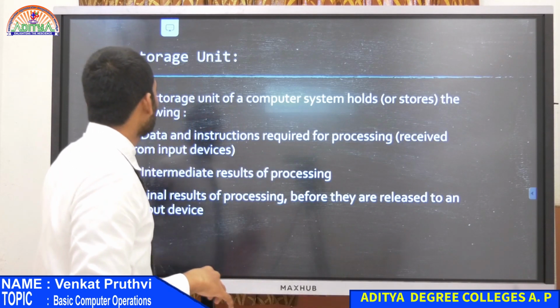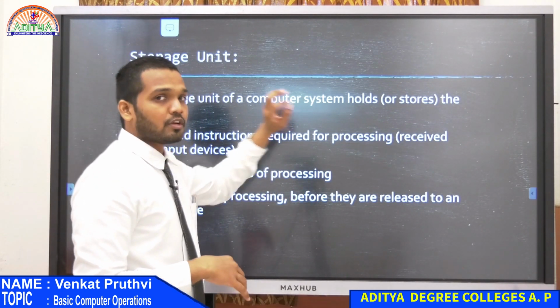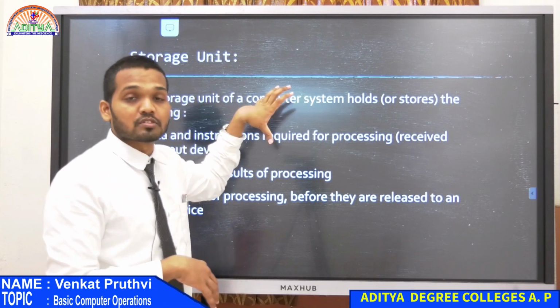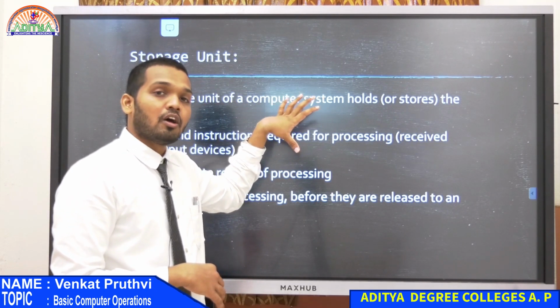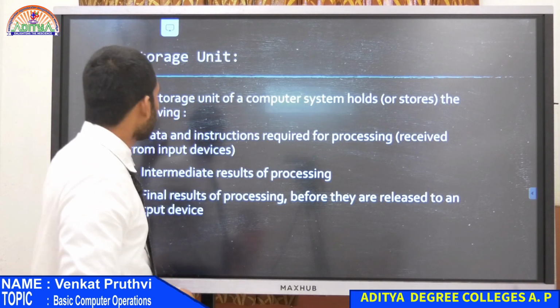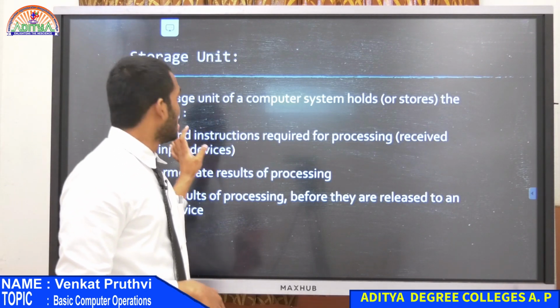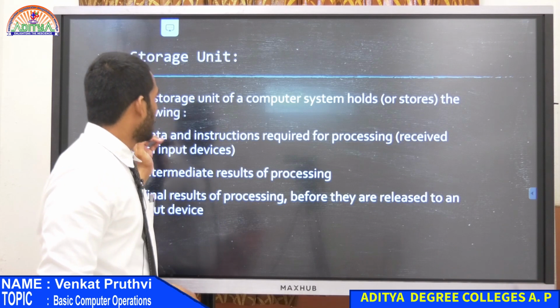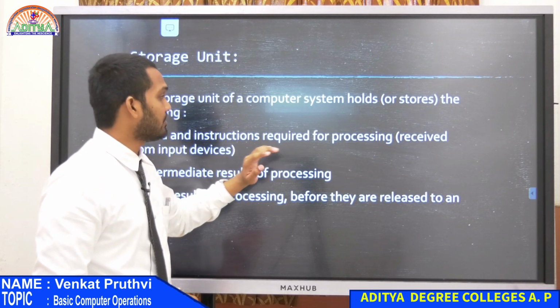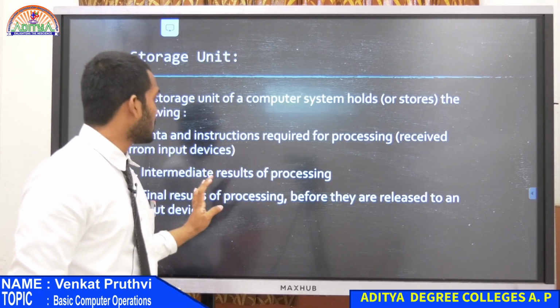Now, we discussed the input unit and output unit. Now, let us discuss the storage unit. What is the storage unit? What operations does it perform? The storage unit of a computer system holds or stores the following. It holds the data and instructions required for processing, received from input devices.